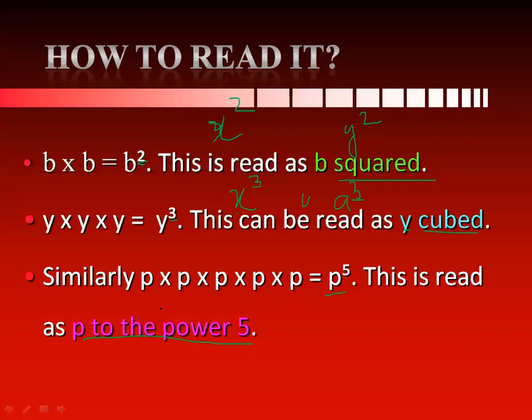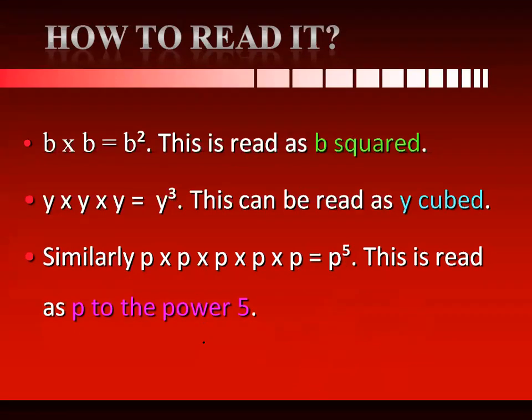I'm repeating again: you have to learn how to read the exponential form. If you have exponent 2, you simply say square. If you have exponent 3, you say cube. If your exponent is 5, you read p to the power 5. If you have x with exponent 4, you read x to the power 4. If you have y with exponent 7, you read y to the power 7. This is the way to read the exponential form.